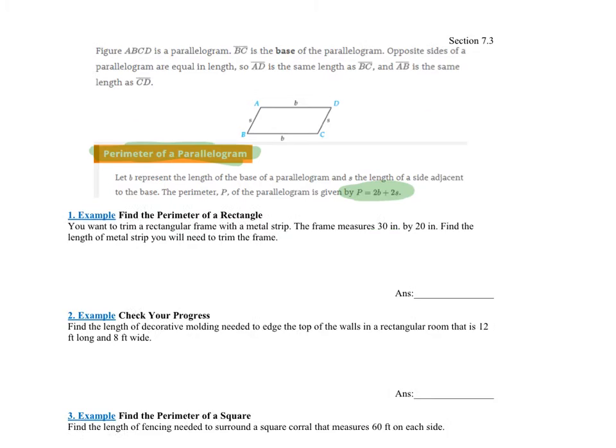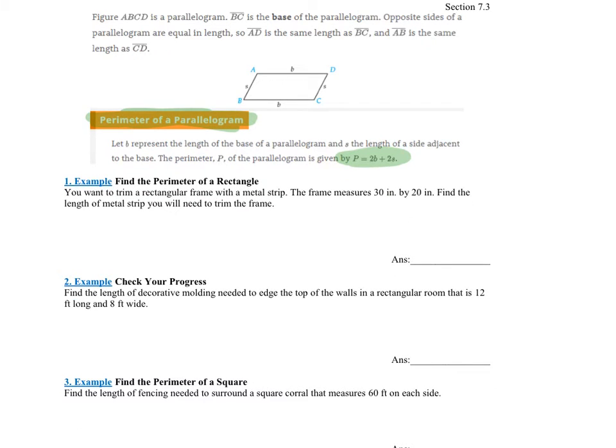Okay, so let's get to some examples here. Let's get to example 1. So what does example 1 say? It says you want to trim a rectangular frame with a metal strip. So if I want to trim it, I'm doing the outside, so I should be thinking perimeter. It says the frame measures 30 inches by 20 inches. Find the length of the metal strip you wish to trim the frame.